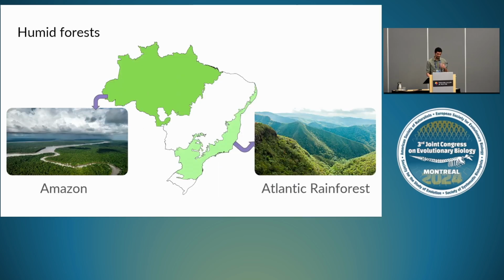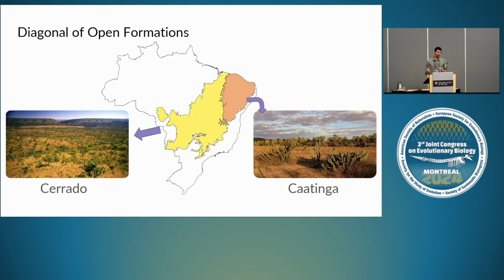So here we're going to focus on two humid forests of the neotropics, the Amazon and Atlantic rainforest, and the diagonal of open formations, a diagonal of seasonal environments that divides those forests, which is composed by the Cerrado, which is savanna, and the Caatinga, which is a seasonal dry tropical forest.